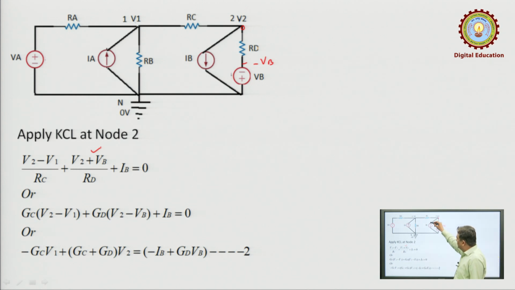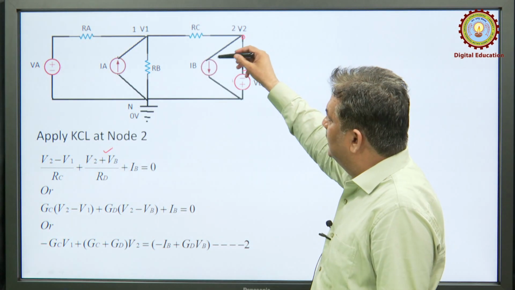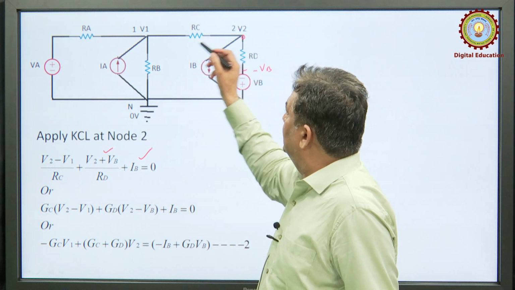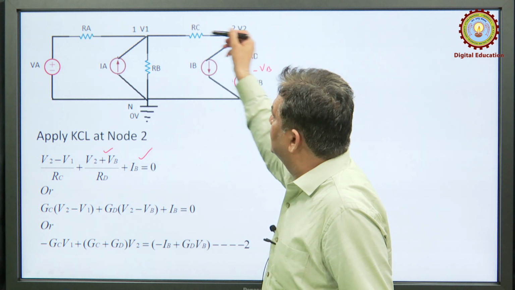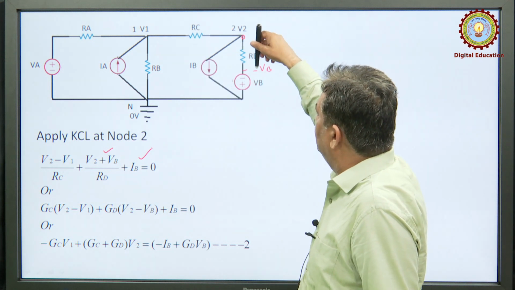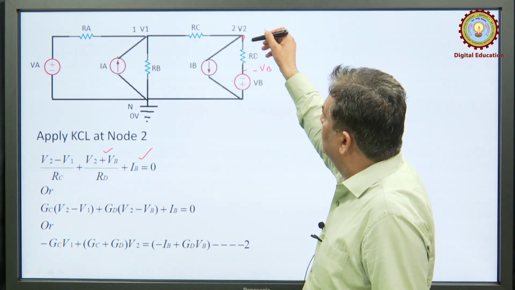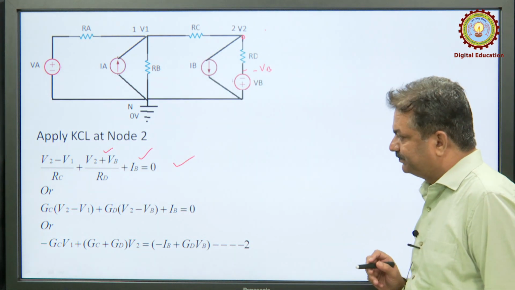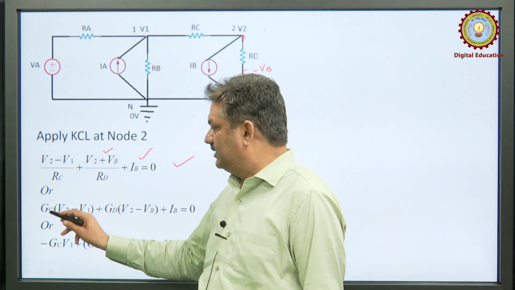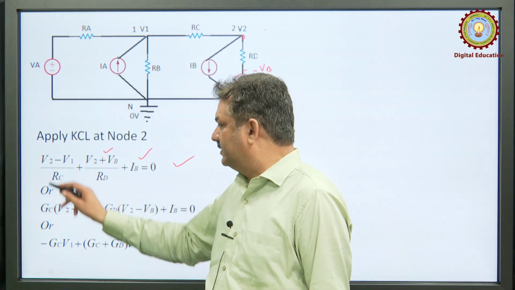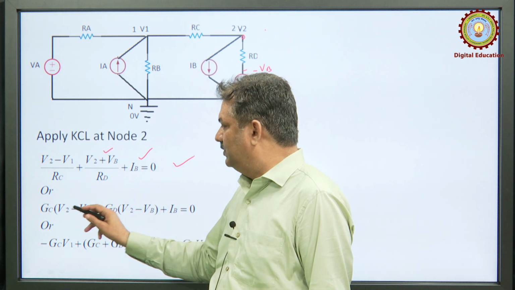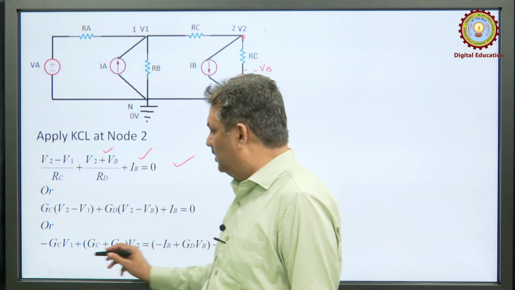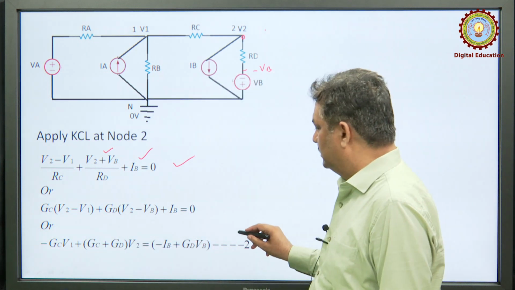Now, again there is a direct current source connection, current is leaving the node, hence it is positive. So, all 3 currents, because V2 is greater than V1, it will supply current in this direction. V2 is greater than VB, it will supply current in this direction. The current source is drawing the current. So, summation of all 3 currents must be 0. Reciprocal of resistance is conductance. So, this equation can be written as GC (V2 minus V1) plus GD (V2 minus VB) plus IB equal to 0, or you can rewrite the equation in this format.